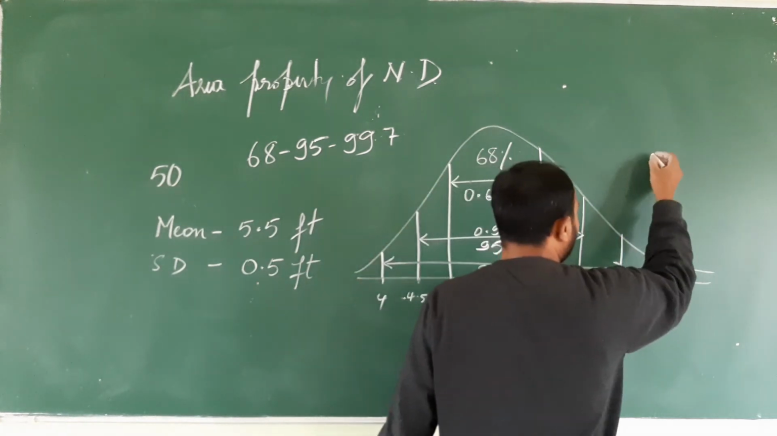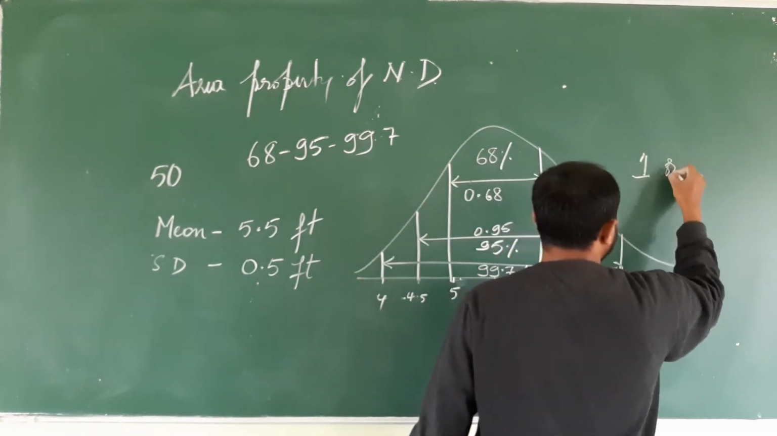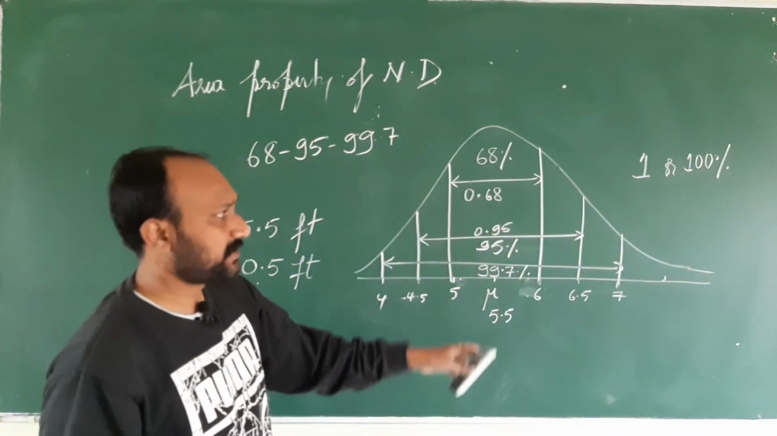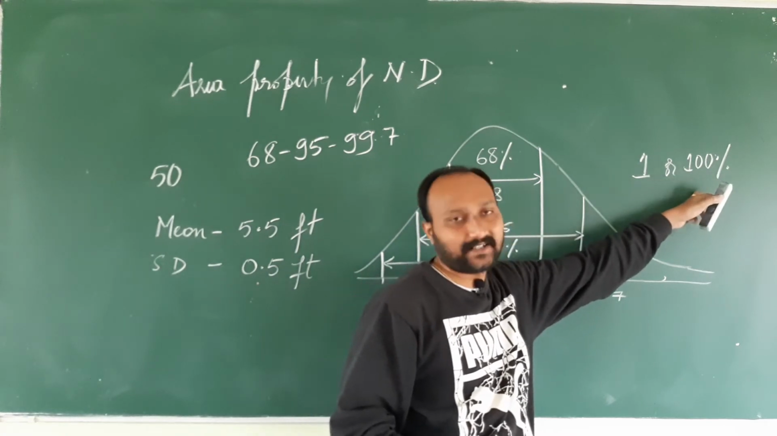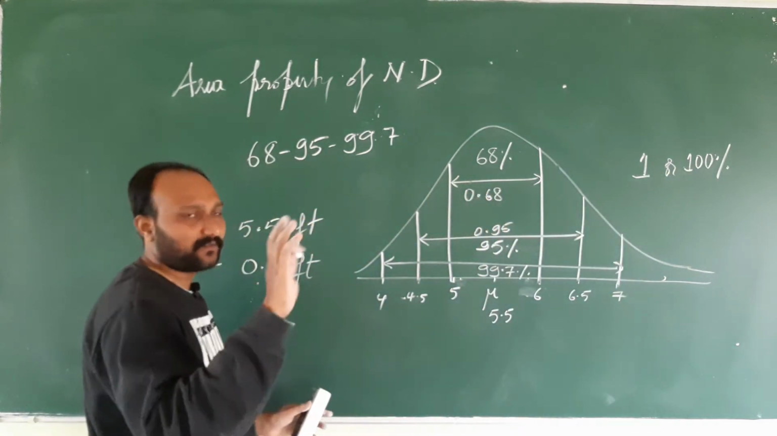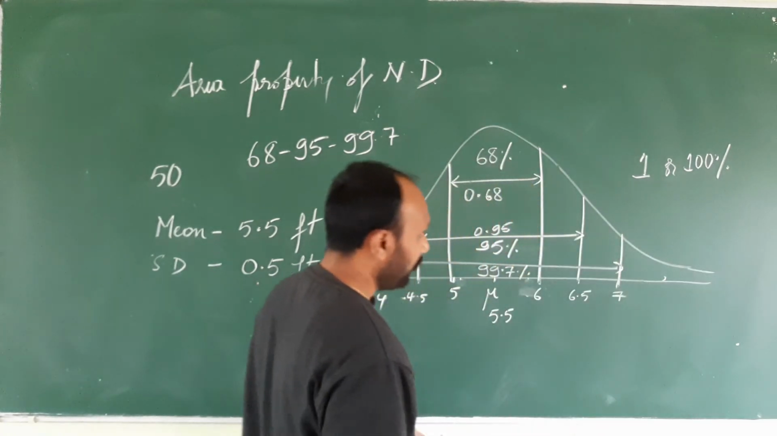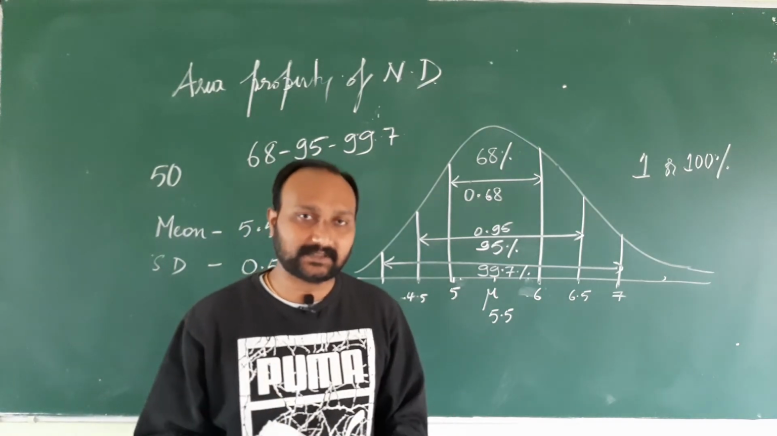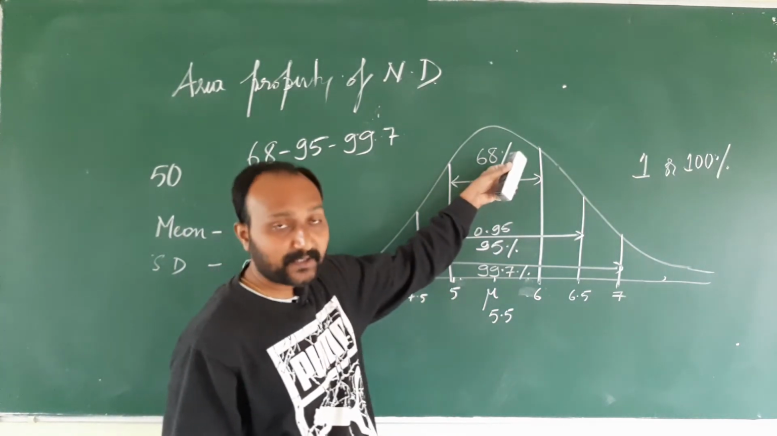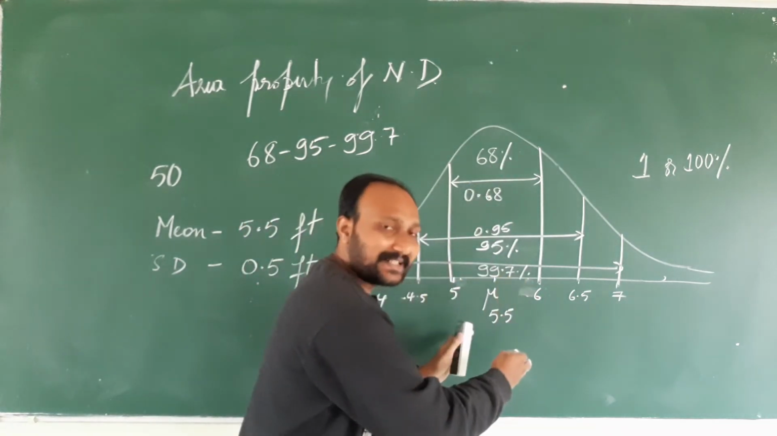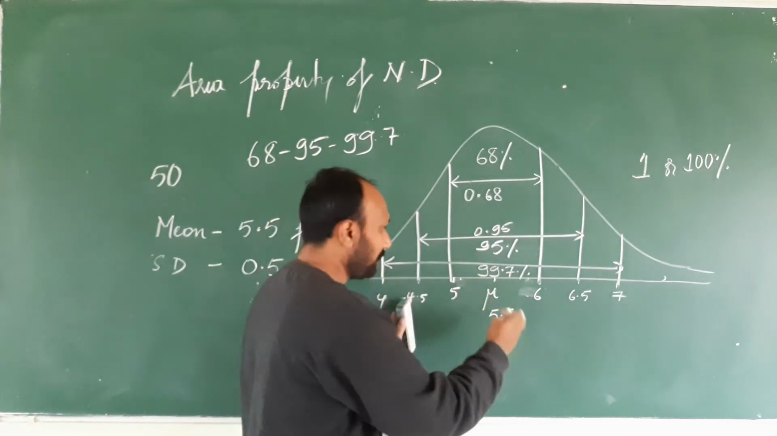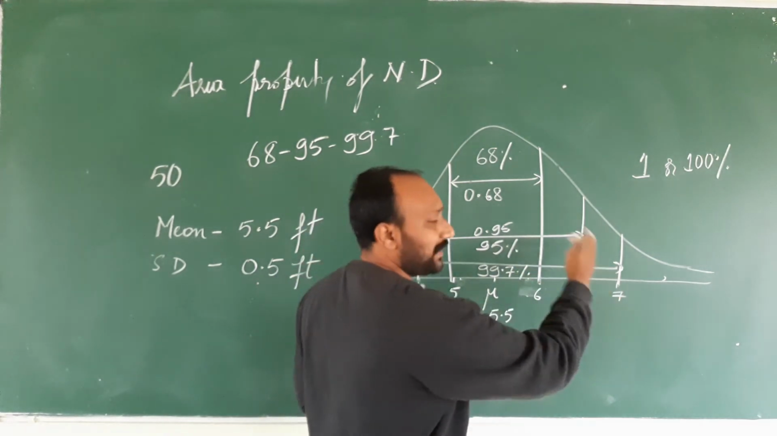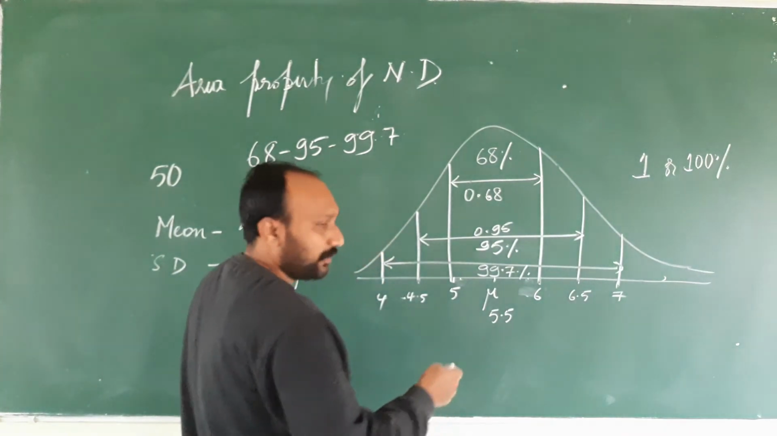So what is the total area under the curve? The total area is unity, that is 1 or 100%. Always it is 1 or 100%. Usually the total probability will be 1, or you can represent it as 100%. So what does it mean? If you consider a population that is 100%, 68% of them will be within 1 standard deviation, 95% of them will fall in 2 standard deviations, and 99.7% will fall in 3 standard deviations. That is how we are going to represent them.